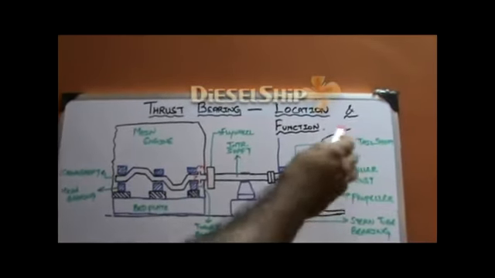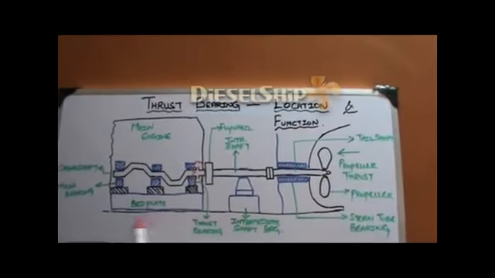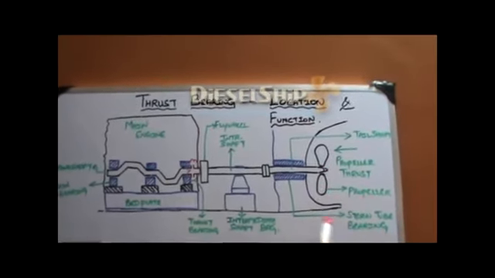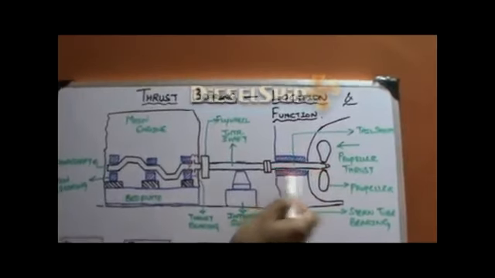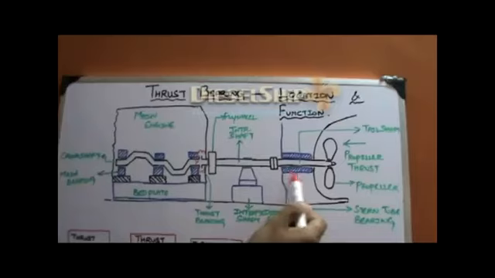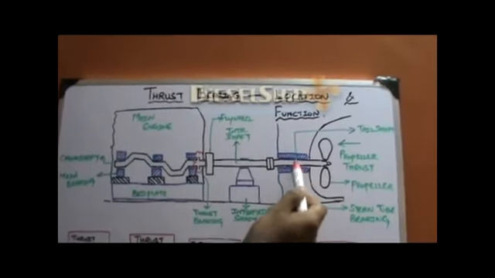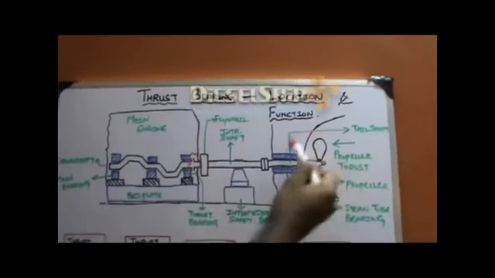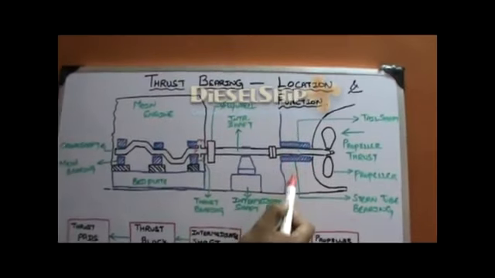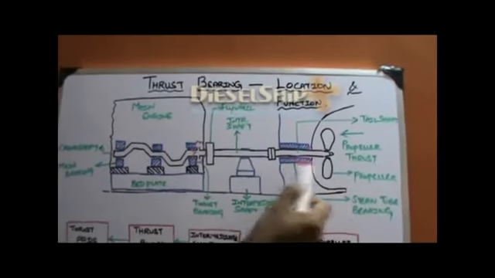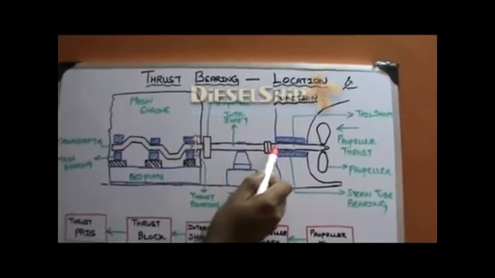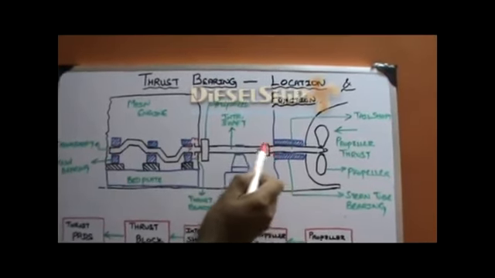Let us assume this to be the aft portion of the ship. We have the propeller here, marked propeller, and the propeller shaft or the tail shaft comes inside the ship through the stern tube bearings. The tail shaft is marked here, and the blue shaded portion is the stern tube bearings which support the propeller shaft.